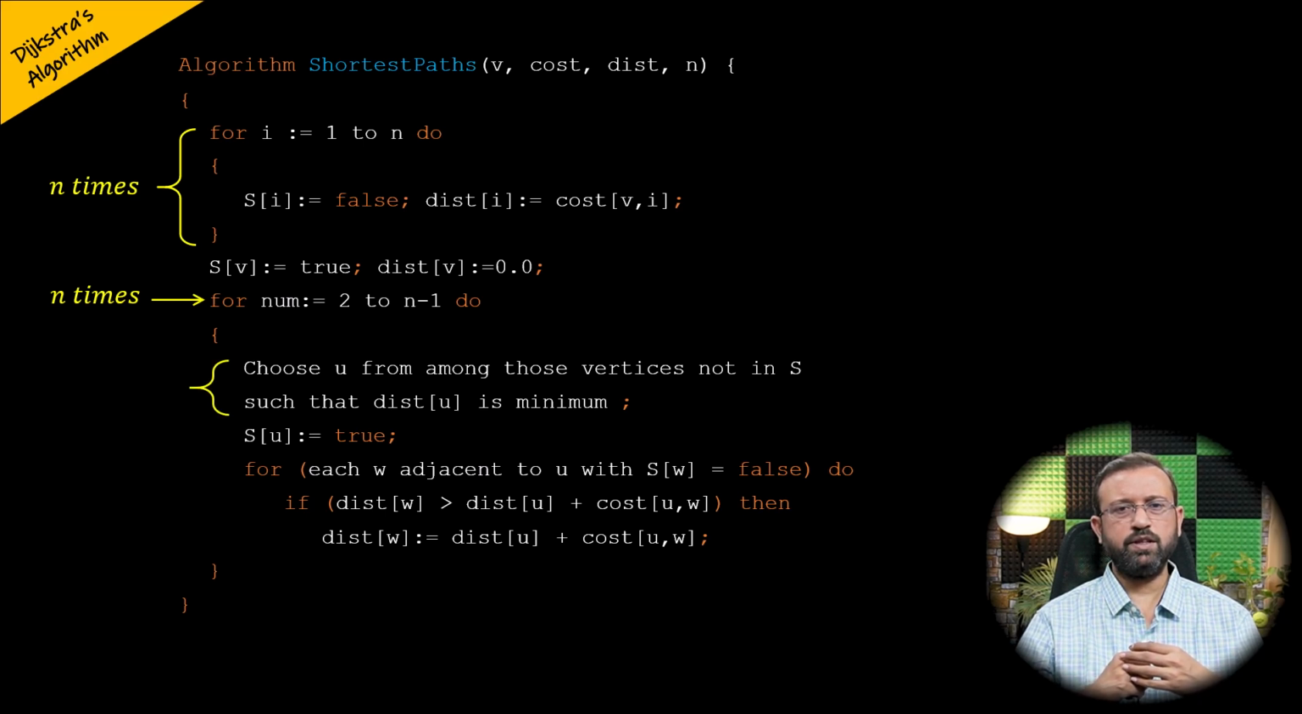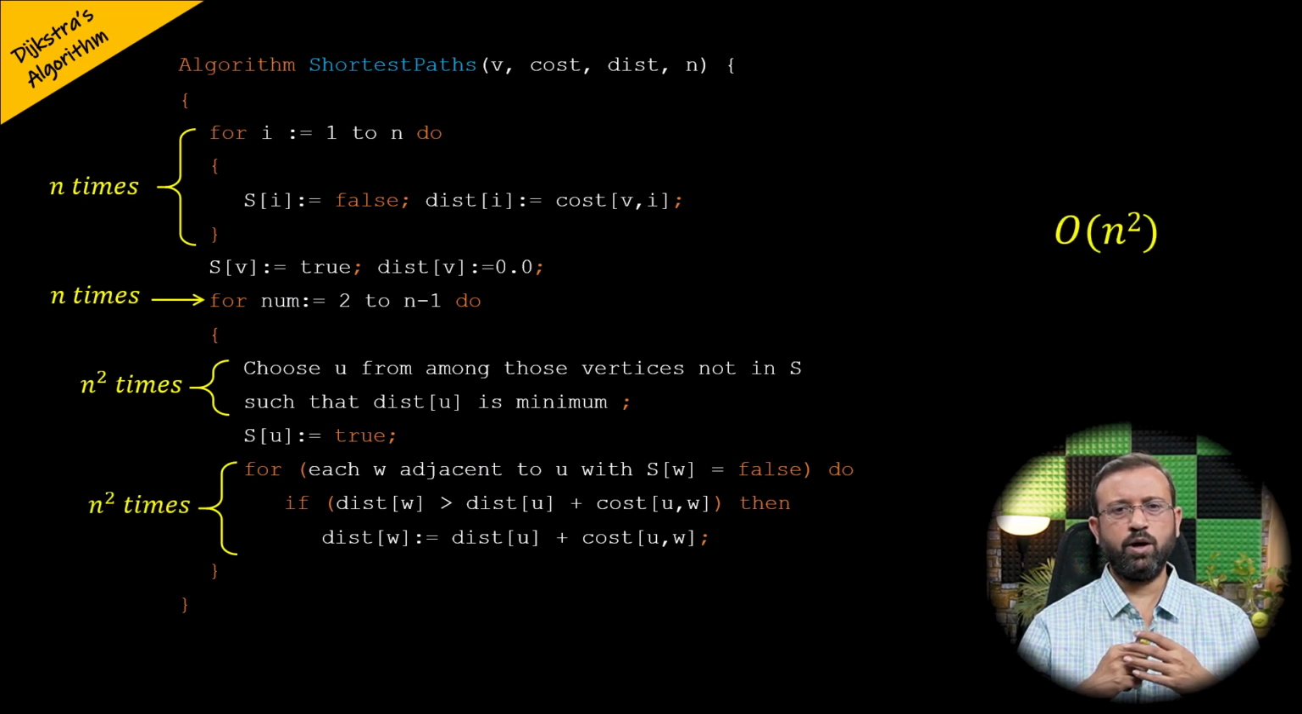Then the statement within the for loop to choose vertex U will execute for n times. But since this statement is within the for loop, it will execute for n squared times. As well as the for loop to update the distances will also execute for n times. But since this statement is within the for loop, it will execute for n squared times. Hence, the overall time complexity of Dijkstra's algorithm is O of n squared. So this is how the single source shortest path is computed using Dijkstra's algorithm.